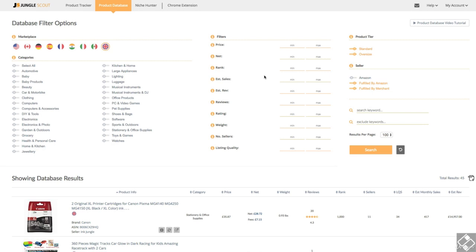So let's start with what the product database is. Right at the top here, you'll see we have 9 Amazon marketplaces. Now you can pick any of these marketplaces, and what Jungle Scout has done is they've taken all the products from each of those marketplaces and compiled them into this enormous database of, I don't know how many millions and millions and millions of products it must be.